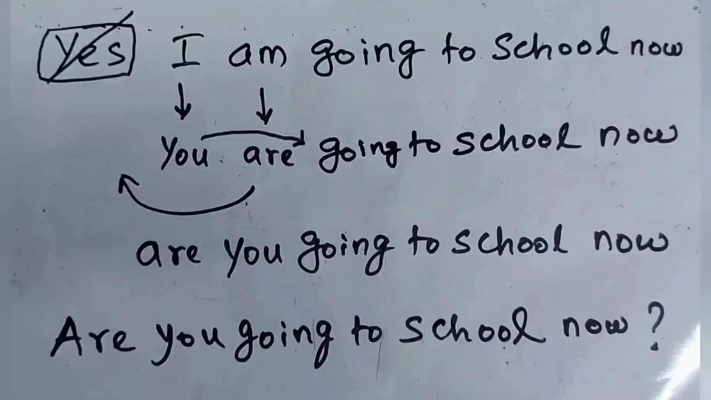So you have to remove yes and then you have to change I as you and am as are. For you, you have to add are. So you are going to school. Then change the position of you and are. Are you going to school now? This is the question.